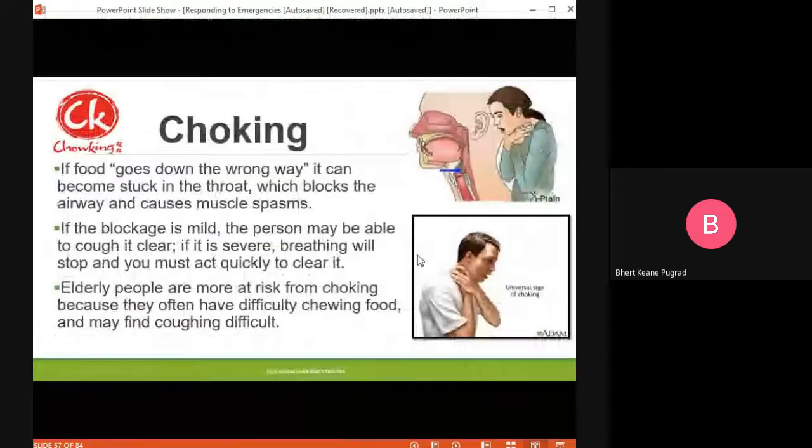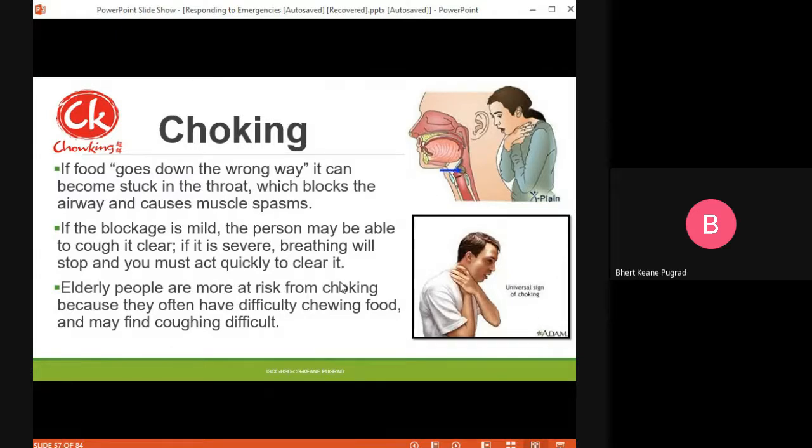So, when a food blocks an airway, no, it causes muscle spasm. And if the blockage is mild, the person may be able to cough it clear, no? That's your minor choking or mild choking lang naman yan, no? But if that is severe, no, hindi makakahinga yung pasyente, and you need to act quickly.